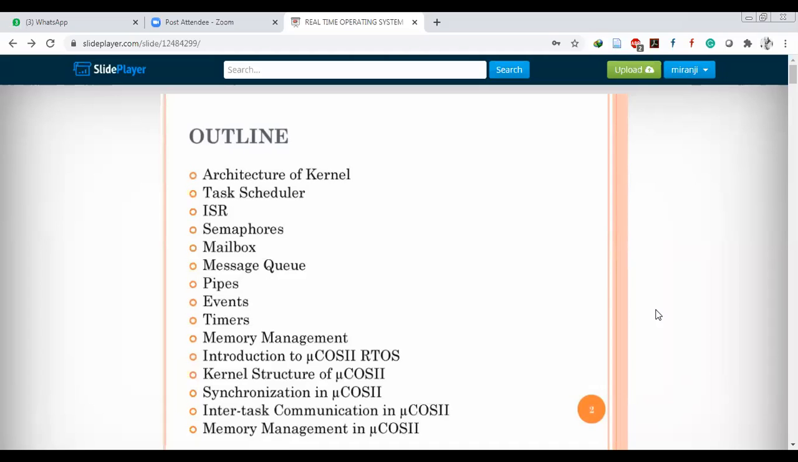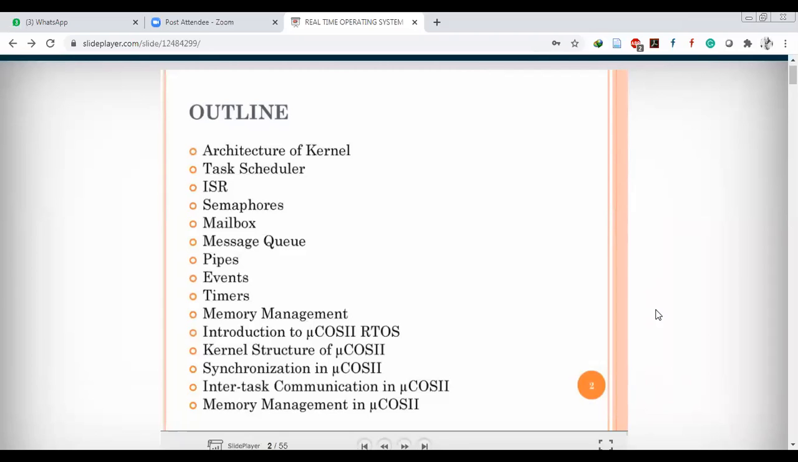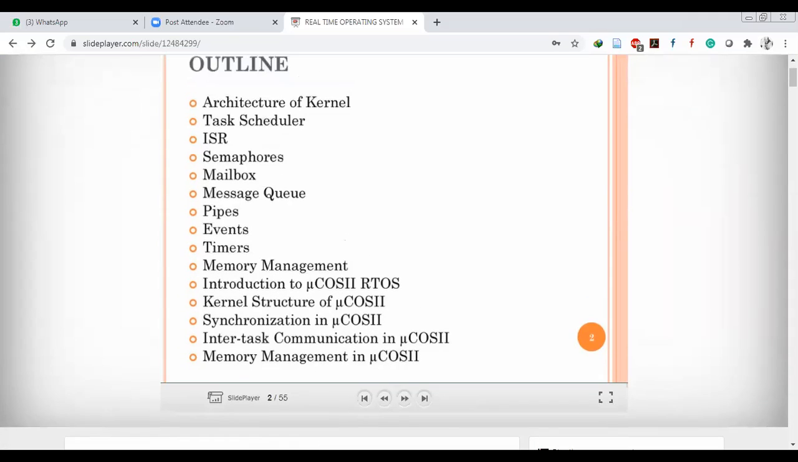to MicroC/OS, the RTOS. They are very advanced. Kernel structure of MicroC/OS, synchronization in MicroC/OS, inter-task communication in MicroC/OS, which is very important, and memory management. Of course, this is one of the parts, one of these OS, the MicroC/OS.